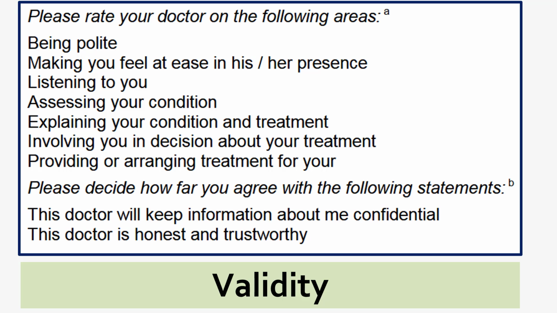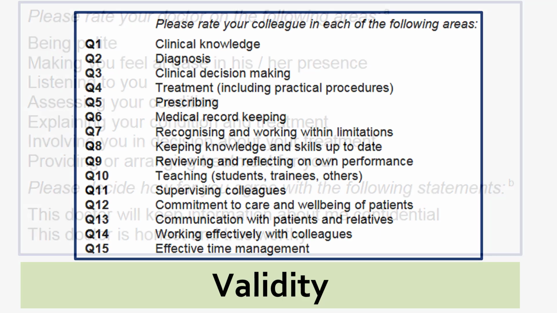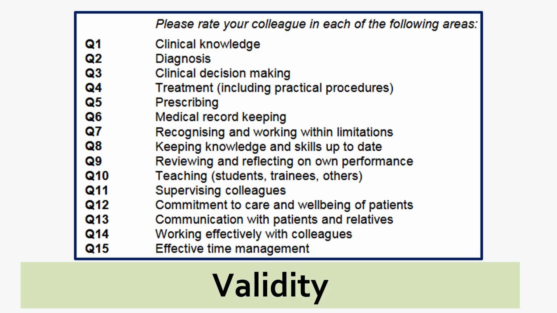As I said earlier, each of the stakeholders is going to have a different perspective and might be asking a different set of questions. Here are some examples of questions that peers are asked of their colleagues. You can see that the questions are different and are obviously more directly related to clinical practice. Colleagues are asked to rate their peers' clinical knowledge, diagnosis, clinical decision-making, and so on. Towards the bottom, there are some of these more perhaps softer skills, more interpersonal skills like time management, working effectively with colleagues, communication, supervision, and so on.